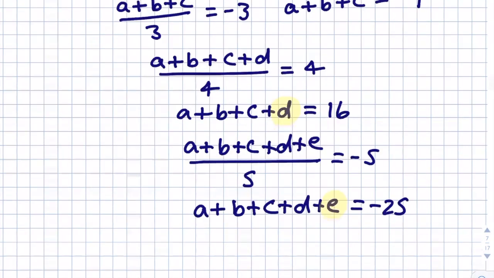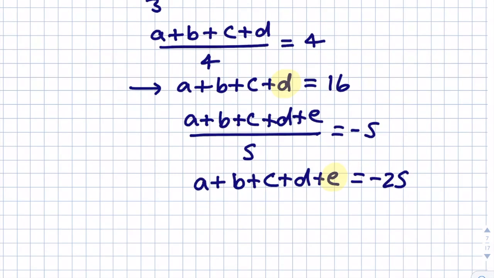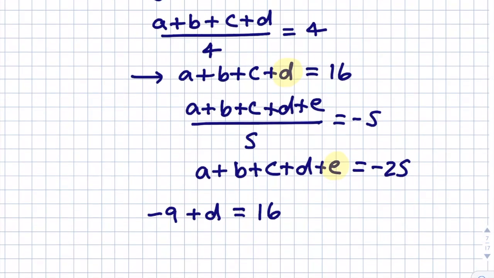Well, her fourth number is the letter D and her fifth number is the letter E. So using this equation here, A plus B plus C plus D equals 16, we can replace A plus B plus C with minus 9, and then plus D, that's equal to 16. So we can rearrange this to find D. If we add 9 to both sides, we get D equals 25. So that is our fourth number. And then we can use this equation, A plus B plus C plus D plus E equals minus 25, to find the value of E.